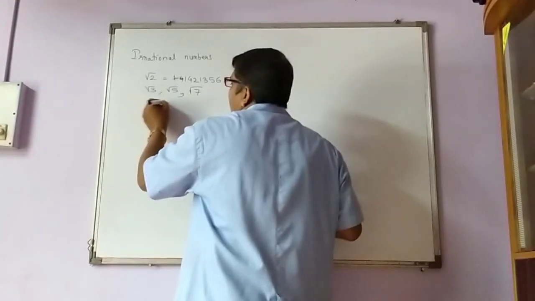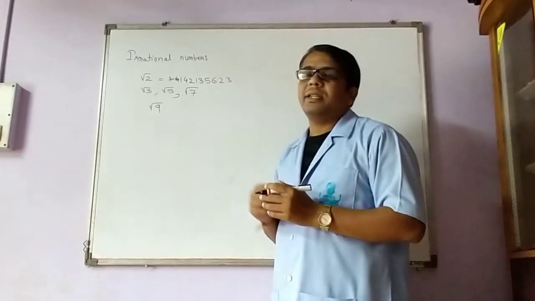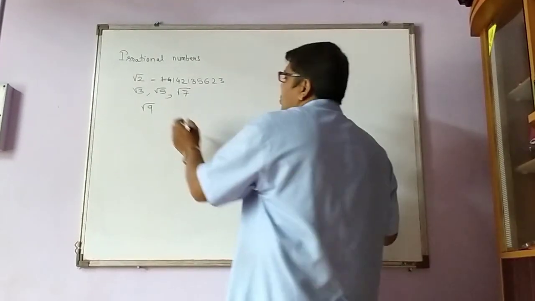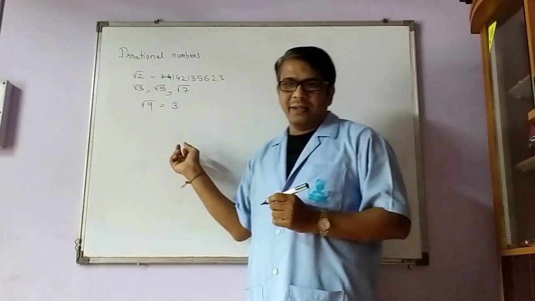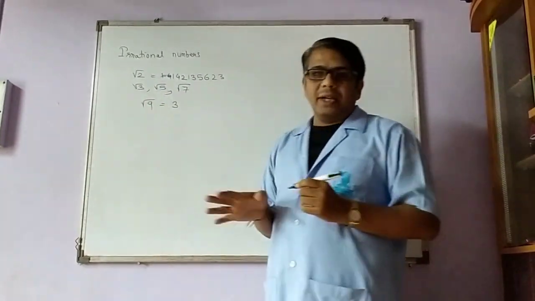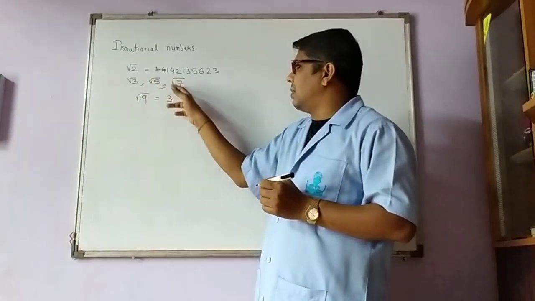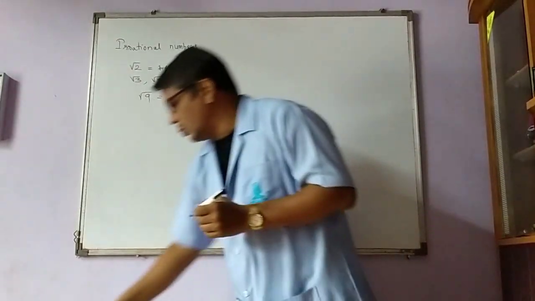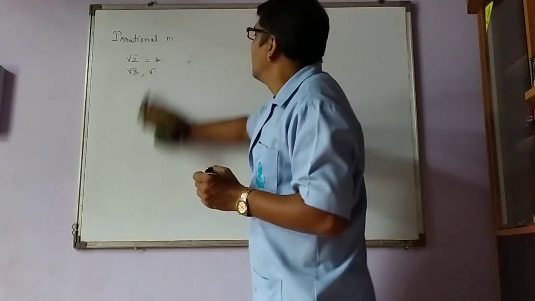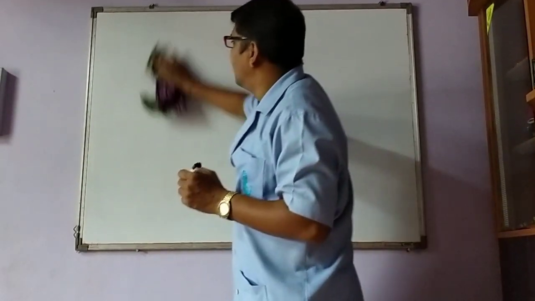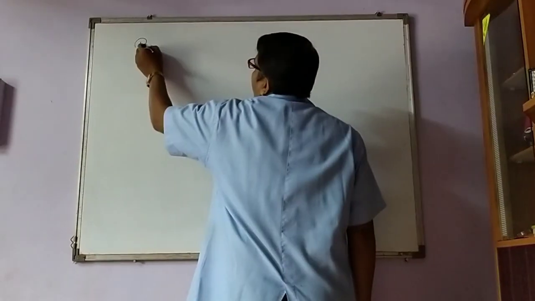But if I say root 9, is it an irrational number? Not at all. Why? Because 9 is a perfect square. So the square root of 9 is 3, and 3 is a rational number. So perfect squares are not irrational numbers, but root 5, root 7, root 3, root 2, they are irrational numbers. Now rational and irrational numbers, when they are combined together, they form real numbers.